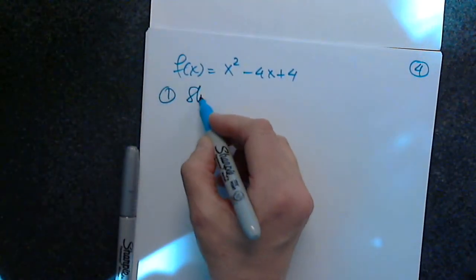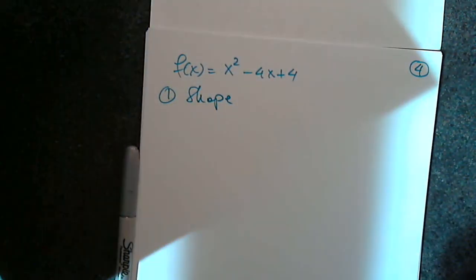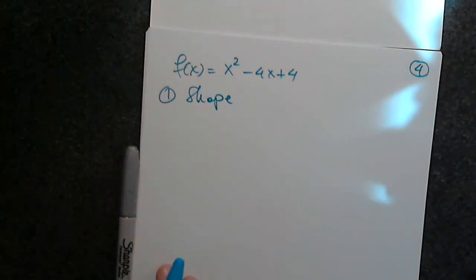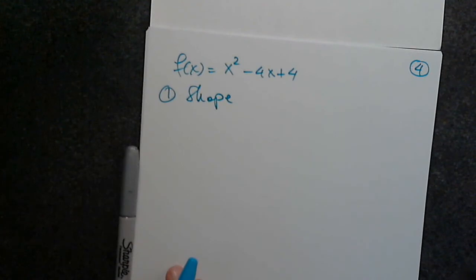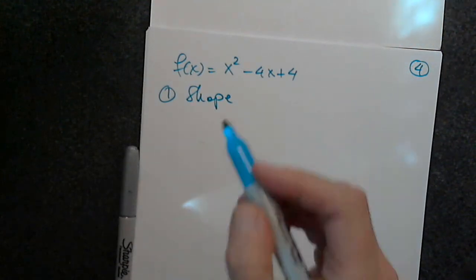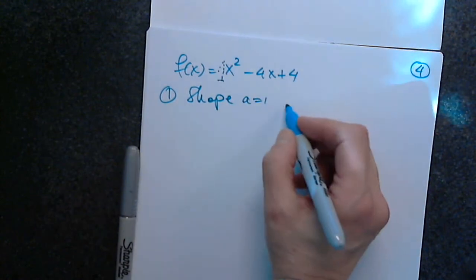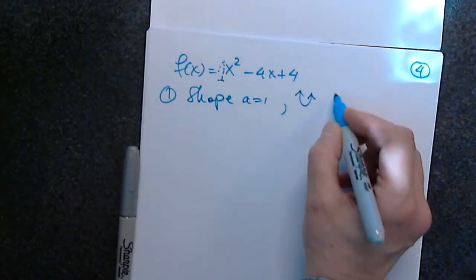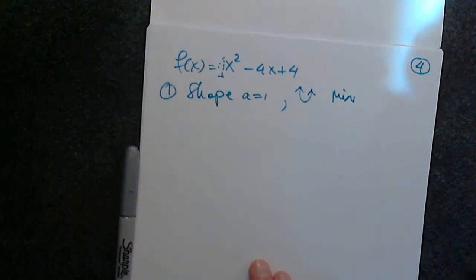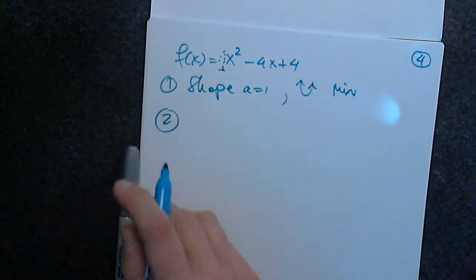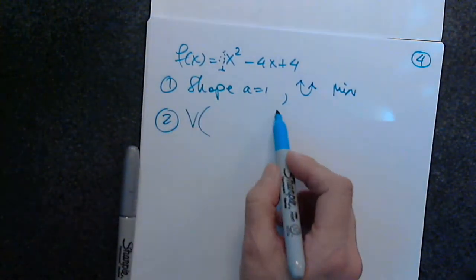In step number 1, I will identify the shape way before I graph it. And the shape is max or min? Min, because the leading coefficient is positive. The leading coefficient is positive. Therefore, the parabola has a minimum. And number 2, I need to find the vertex.